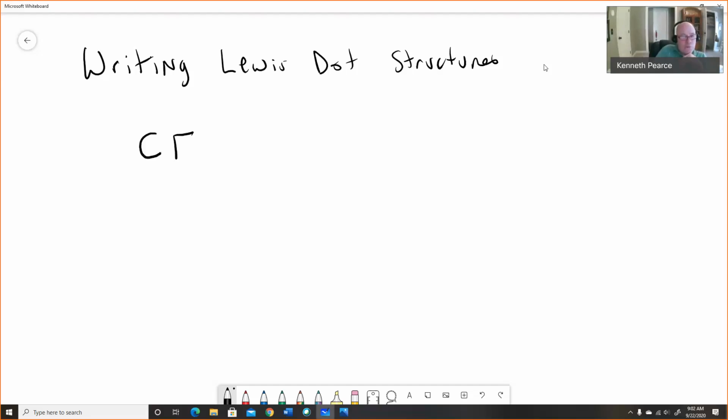Let's do CF4. There we go, carbon tetrafluoride. Tetra means there's 4 fluorines attached. This is carbon tetrafluoride. And by the way, Lewis dot structures are only for covalent molecules, not ions. And so the first step is that you should add up the valence electrons.